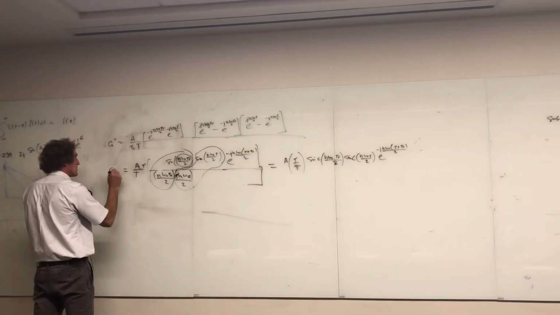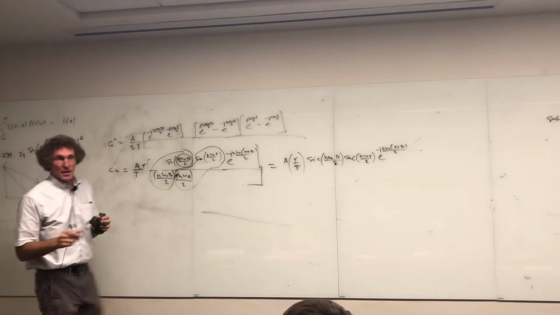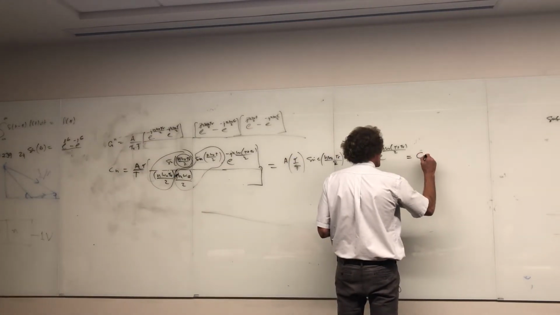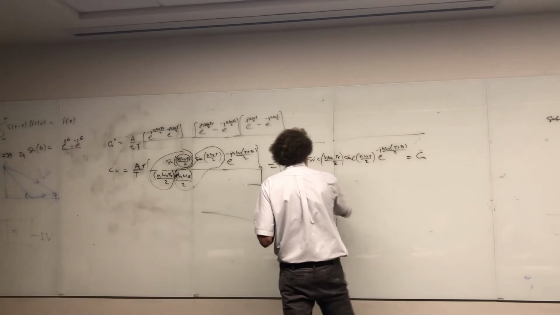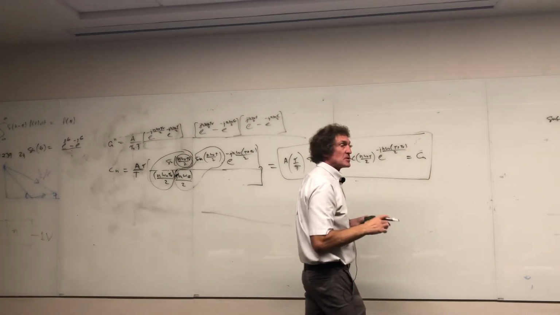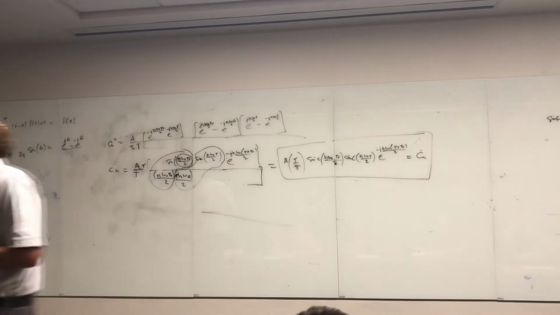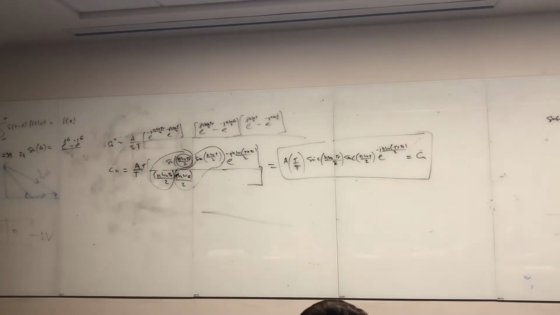Do you all agree with that? It's in the notes, but this is C of n. That's the coefficient of the exponential Fourier series. Do you follow me on this, class? It's real important. Everybody should have an appreciation for this. All right. Now, so far, so good.